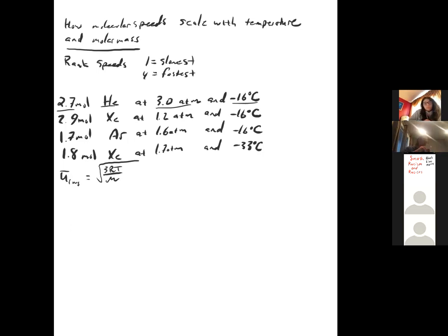So here's what you can do. You can calculate for each one of them, just use this equation right here and get a number, and then that'll give you the rankings. To be honest with you, I don't remember the molar mass of xenon. Xenon is 131.3. So I'm going to make a little table here. Let's do the gas. So we have helium, xenon, argon, and xenon, right? So those are the four that we're looking at.